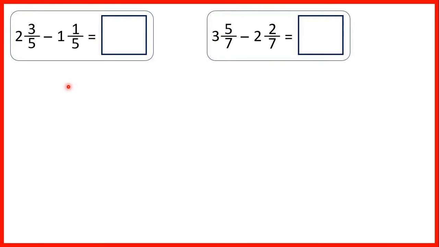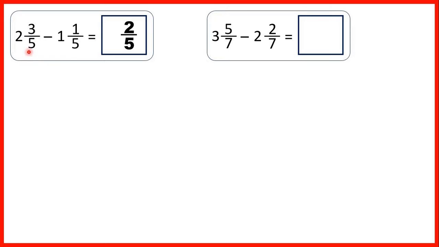Now for these questions, we're subtracting mixed numbers. So first, we have 2 and 3/5 minus 1 and 1/5. When we're subtracting a mixed number, first we check to see if we can subtract the fraction from the fraction that we start with. And we can subtract 1/5 from 3/5. Remember, when we subtract fractions, the denominator stays the same, and 3 minus 1 is 2. So 2/5 is our fraction.